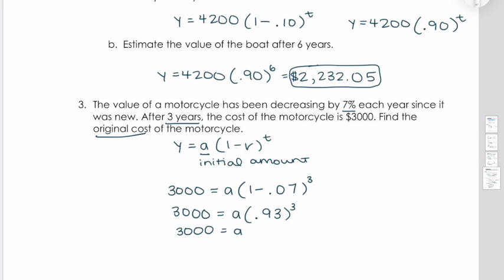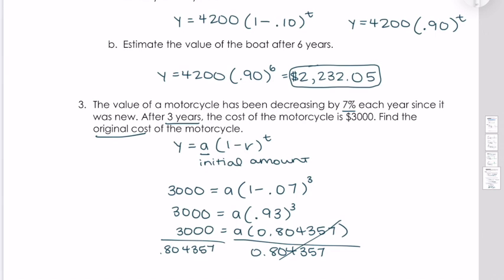Okay. In your calculator, you need to figure out what 0.93 to the third is. And that is 0.804357. And so to find a, I need to divide by that number on both sides. And this should give me my initial amount. When you get this number, it should be larger than the amount after 3 years because it's depreciating in value. So when you bought it, it should cost more than it does 3 years later. So I end up with $3,729.69.